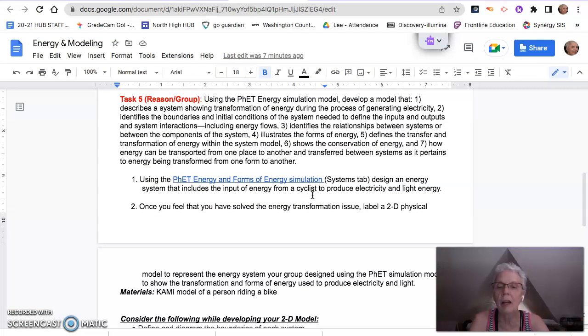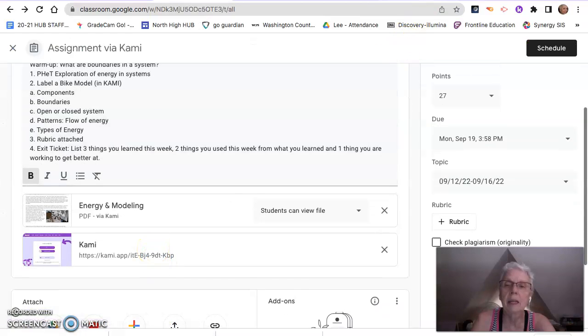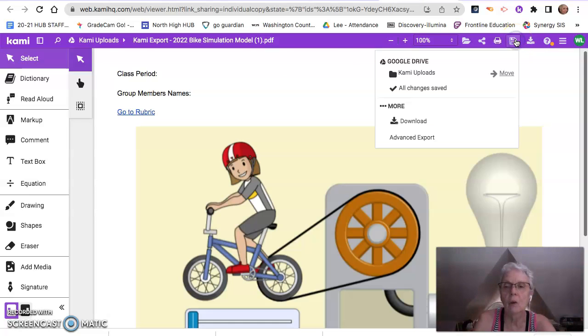So this will take us through part of the class. Then once you feel like you understand how energy can be transformed, you're going to go to your Cami model. So you'll go here, you'll open up this Cami, and this is what it should look like. When you get here, you are going to need to save this. So go ahead and save, and as you save it, you'll need to make sure that you are looking to make this your own copy. Okay, so make it your own copy.